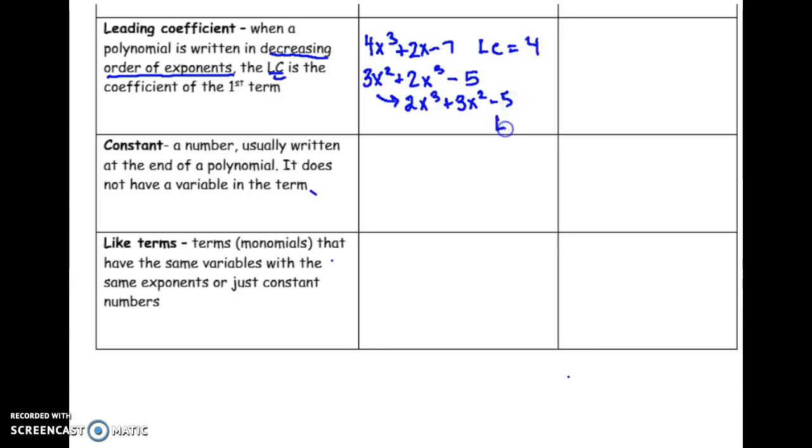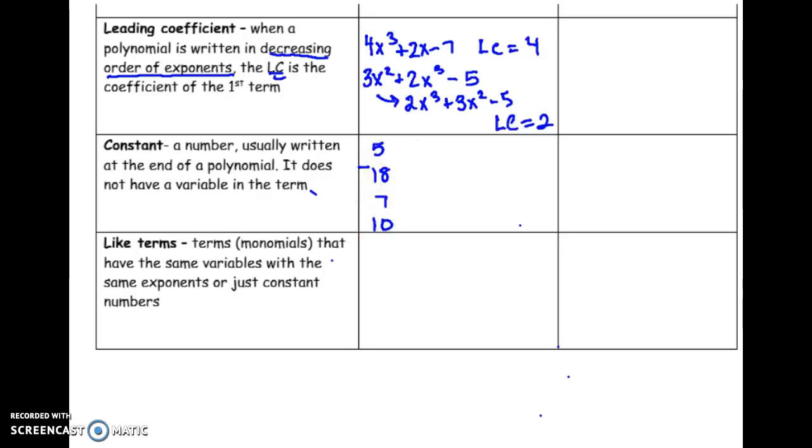And in that case, your leading coefficient is going to be 2. Okay, so you want to write it in decreasing order. All right, a constant is a number. It's usually written at the end of a polynomial. It does not have a variable in the term. So some examples of constants would be 5, negative 18, 7, okay, 10.